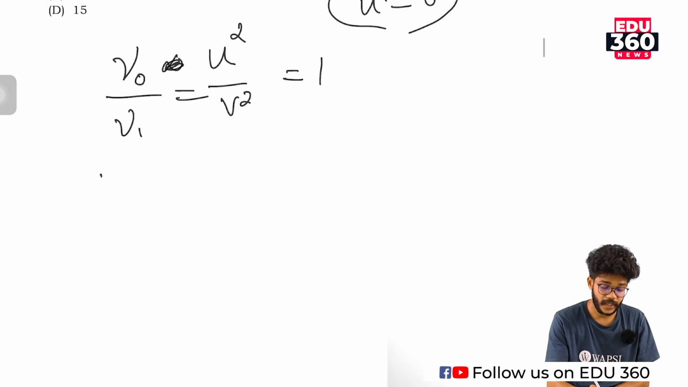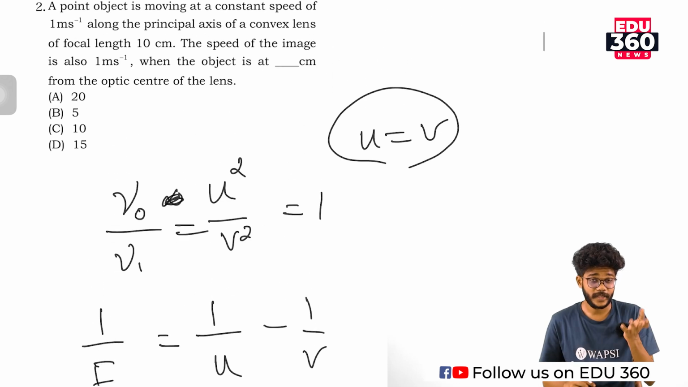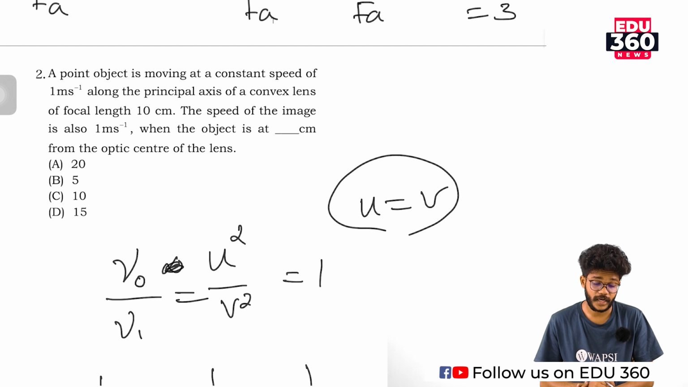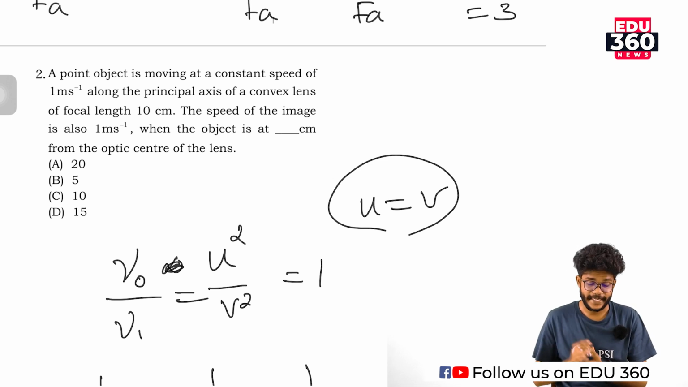And we have the equation 1 by f is equal to 1 by u minus 1 by v. Then you are thinking that if u and v are equal, then 1 by u minus 1 by v is equal to 0. But here the focal length is 10 centimeter. How is it possible? But we have to use the sign convention here.